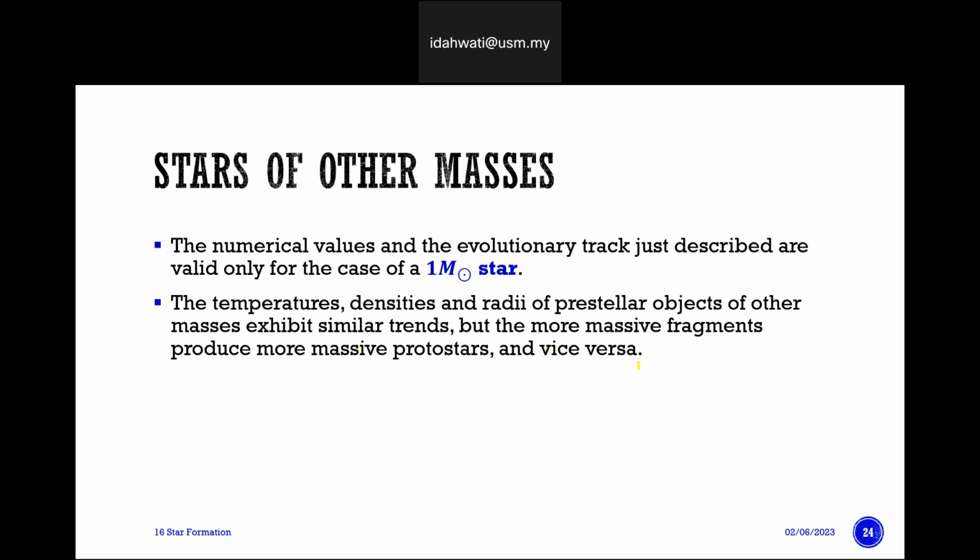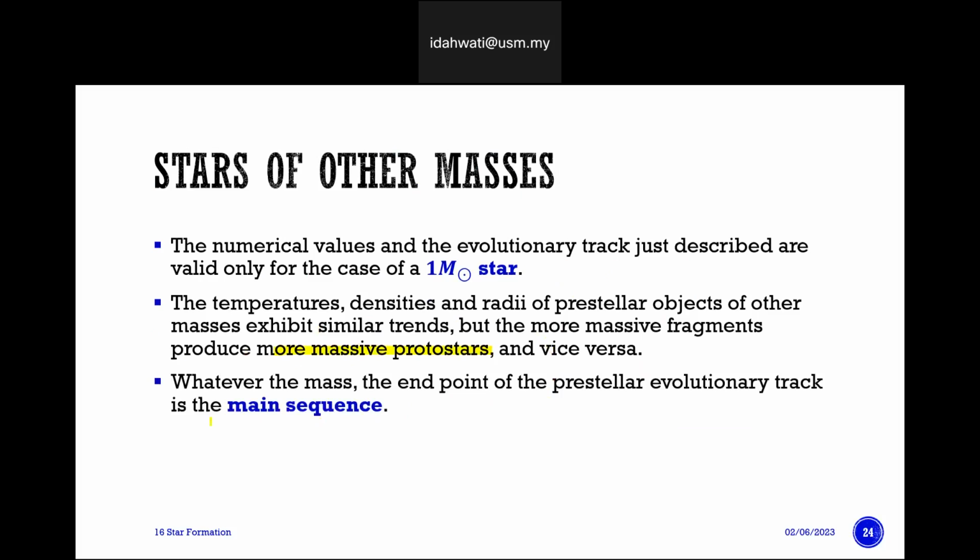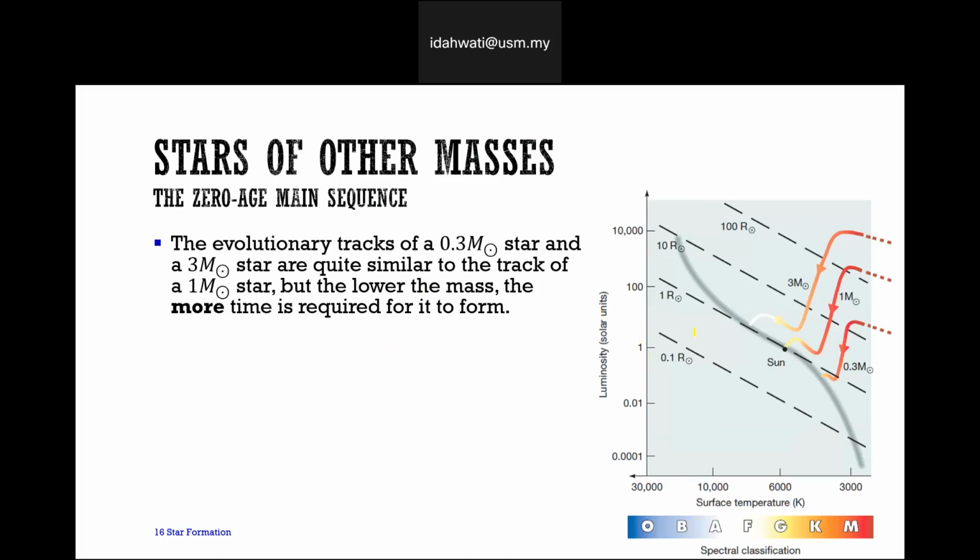But the more massive the fragments produced, the more massive the protostars, and so also the main sequence. Whatever the mass, the end point of the pre-stellar evolutionary track is the main sequence, the zero age main sequence. The evolutionary tracks of a 0.3 M☉ star and a 3 M☉ star are quite similar to the track of a 1 M☉ star.